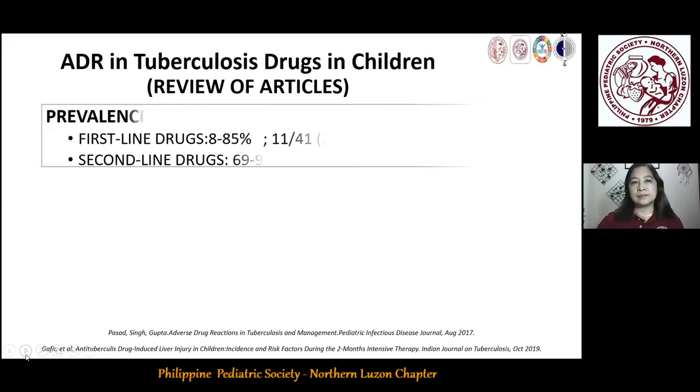We do not have much data in our setting for a registry of ADRs to anti-TB medications in children. That is why it is highly encouraged that we report these adverse drug reactions to our therapeutics committee so that we can come up with our country's own registry for ADR to anti-TB drugs. For articles that we have reviewed, the prevalence using the first-line drugs ranges very widely, between 8 to 85%, and for second-line drugs, it's 69 to 96%.